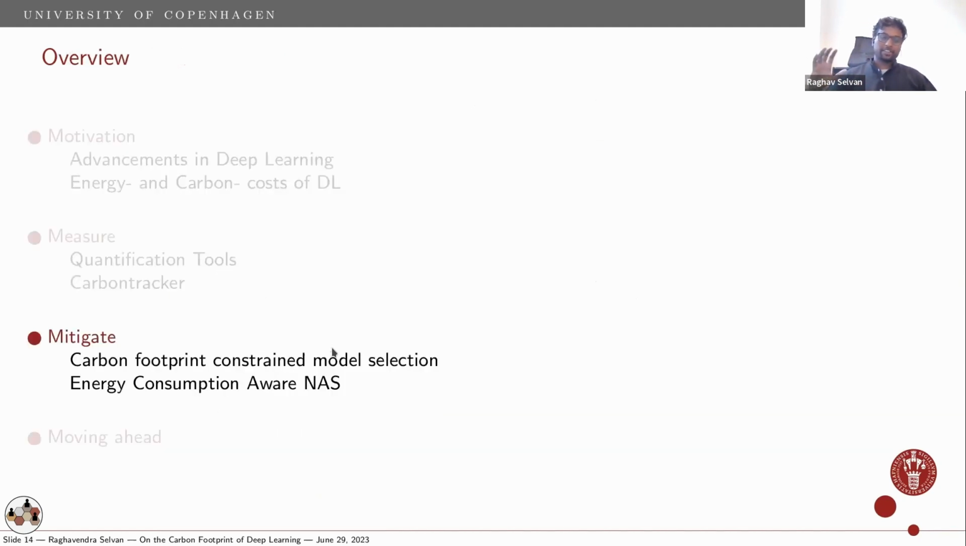So given that now we have these tools to measure, what can we do? I'm going to talk quickly about some of the current research that we are doing in model selection, for instance: how can we select efficient neural network architectures?